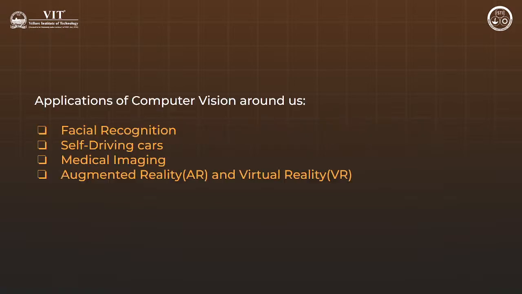Okay, no worries. Some of the applications of computer vision around us include facial recognition. This technology is used in various applications from unlocking smartphones to law enforcement for identifying suspects. Self-driving cars utilize computer vision and sensor technologies to autonomously perceive and navigate the road environment. Medical imaging uses computer vision for medical image analysis, such as the interpretation of X rays, MRIs, and CT scans. It can even help in early disease detection and treatment planning.